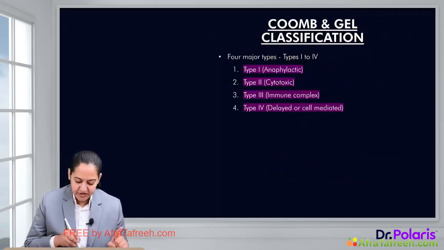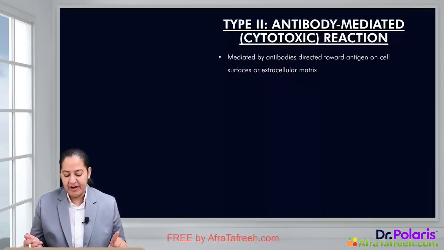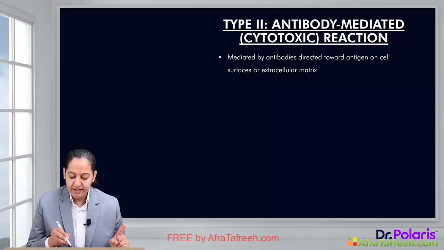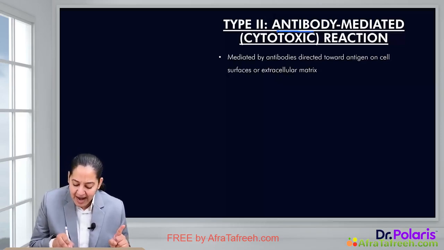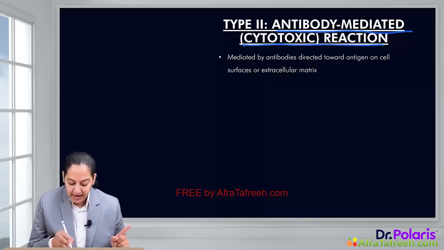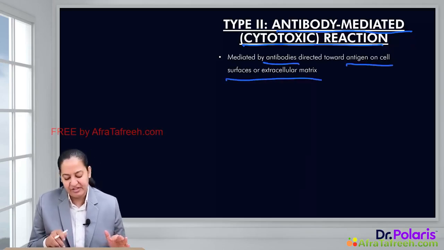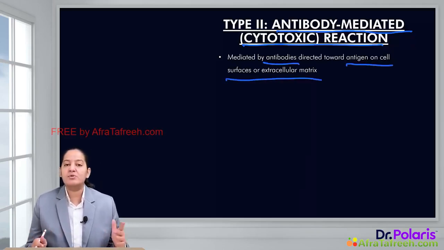Now we are done with type 1 hypersensitivity reaction in detail, its pathogenesis, mechanism, and examples. Let's start type 2. Type 2 hypersensitivity reaction, also known as antibody mediated reaction, also known as cytotoxic reaction. It is mediated by the antibodies which are directed towards the antigen which are present on the surface of the cell. So in contrast to type 1, here in type 2, there is a difference in the antigen.